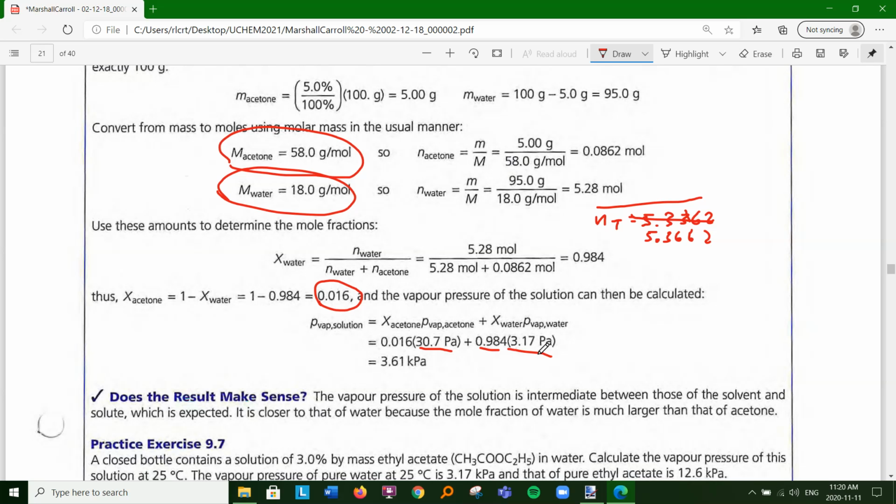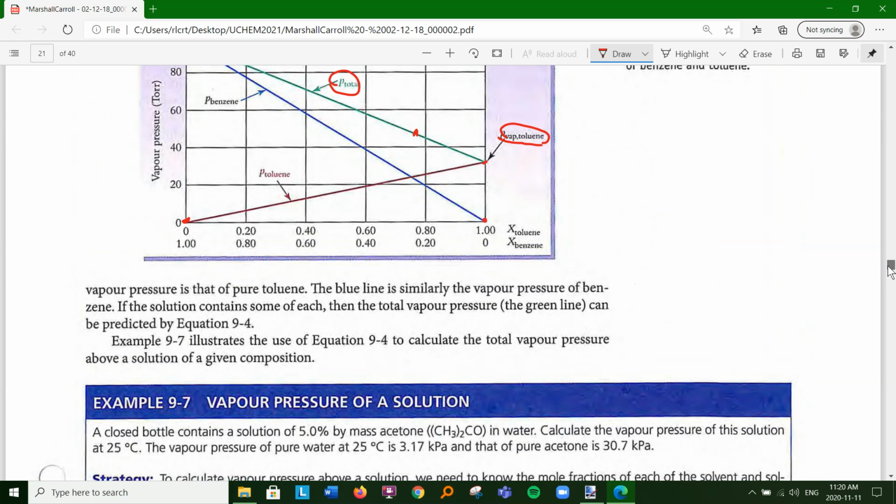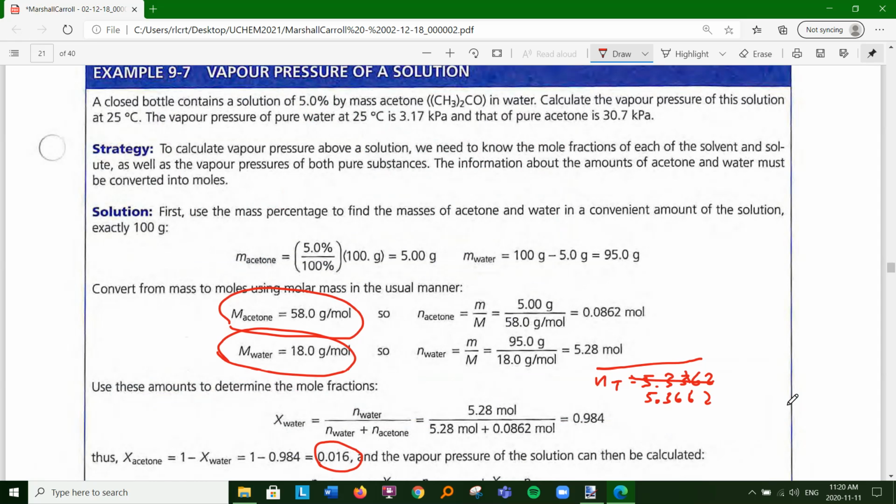Let me scroll up for a second here. Oh, I've got the wrong button. I want to see the temperature. Oh, 25 degrees. Okay, so that's happening at 25 degrees. Fine. Okay, let me go down a bit.